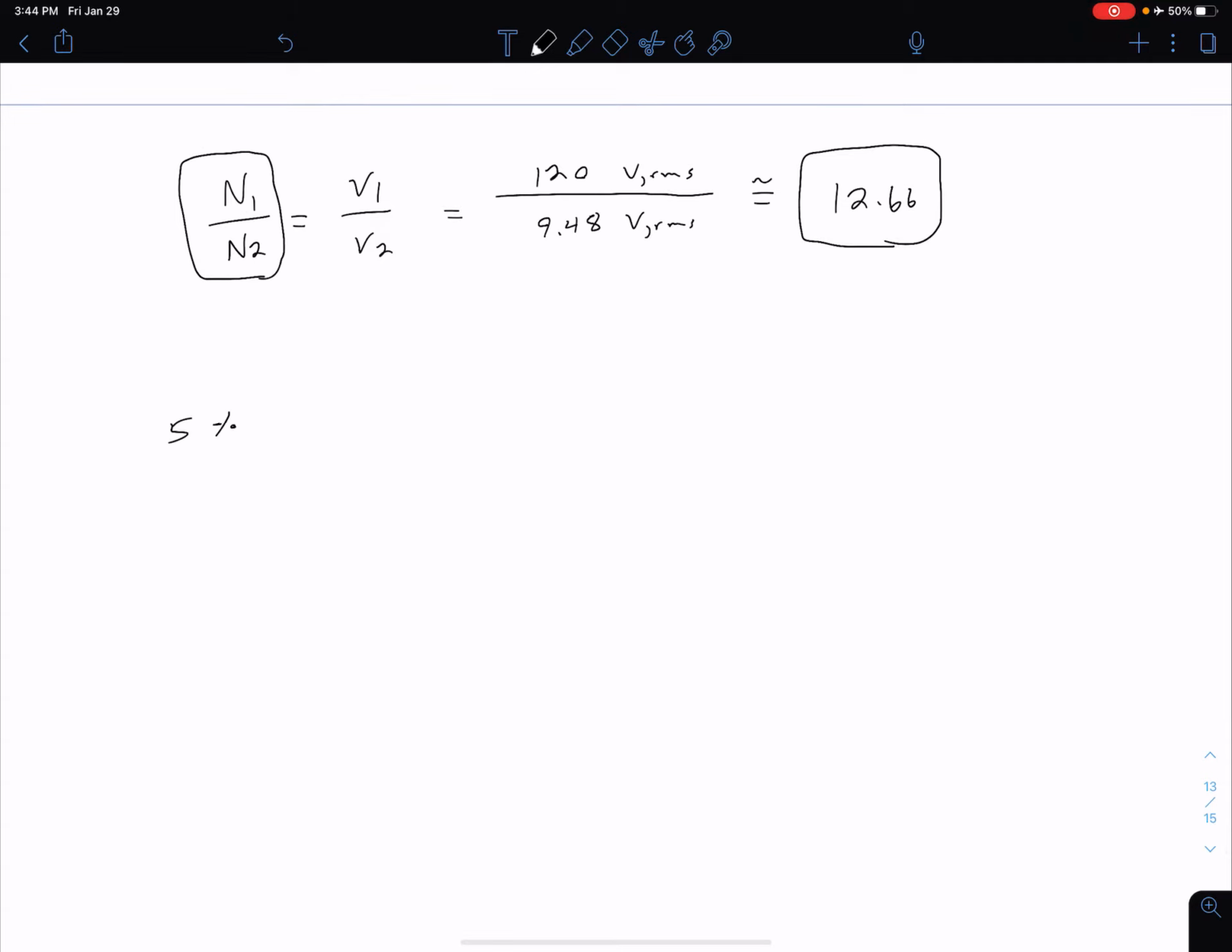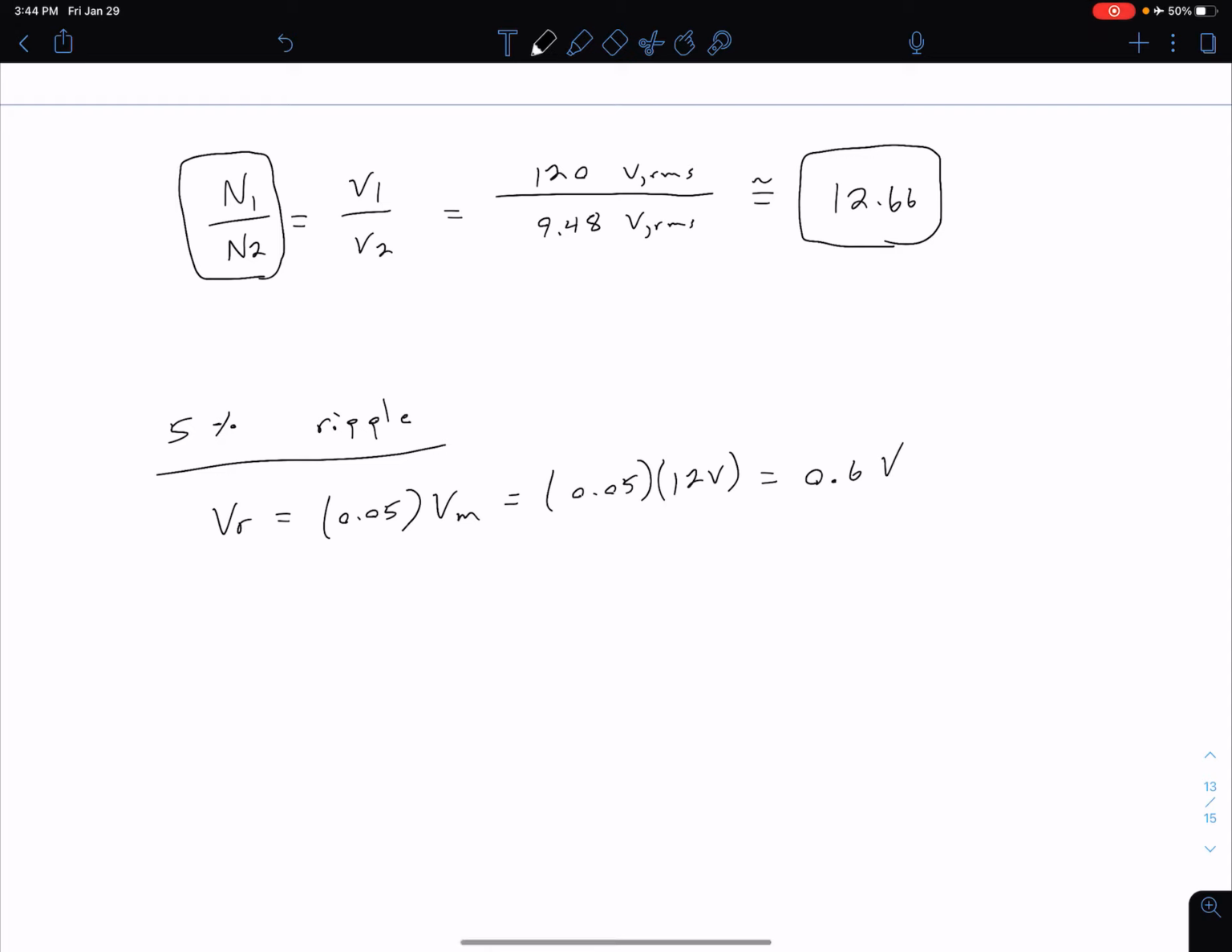So we want 5% ripple. First of all, let's figure out what that value is. That means we want V ripple to be 5%, so 0.05 times our Vm, where our Vm is 12, so times 12 volts, and we get that that is 0.6 volts.